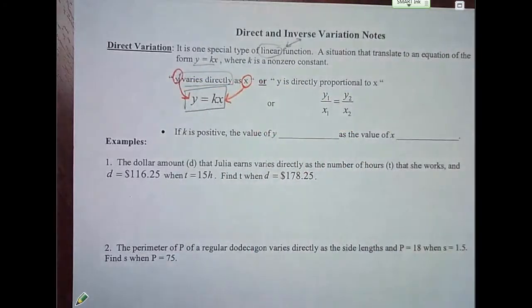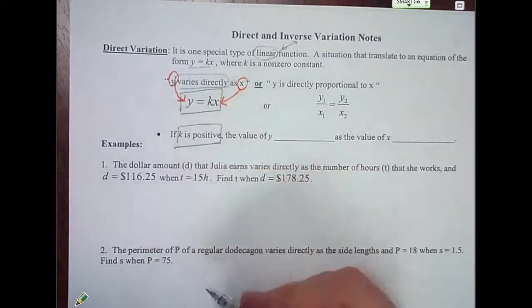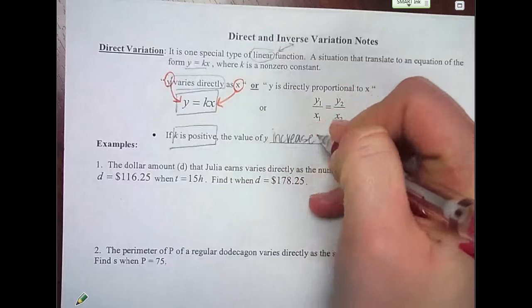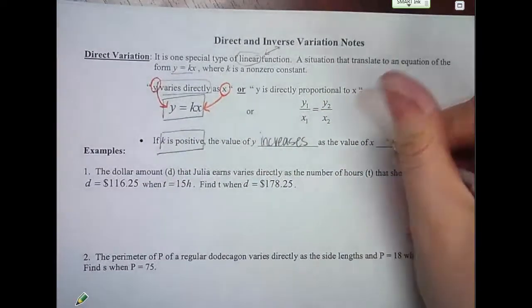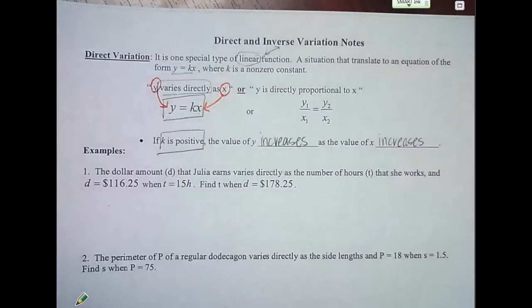So it says if k is positive, the value of y increases as the value of x increases. So with direct variation, both of the things that you're talking about are going to be increasing.